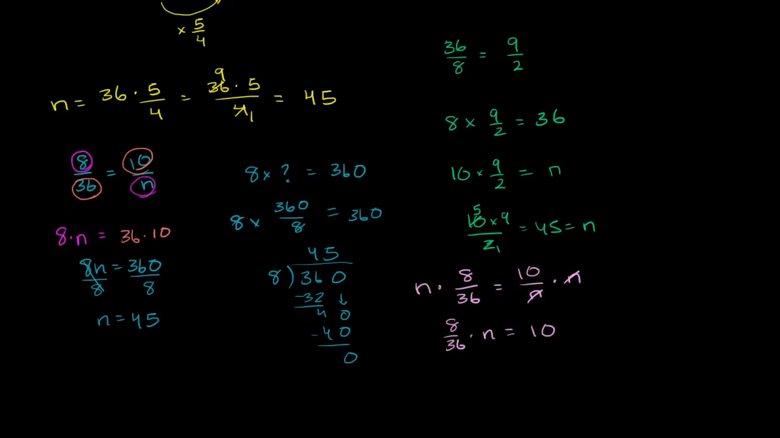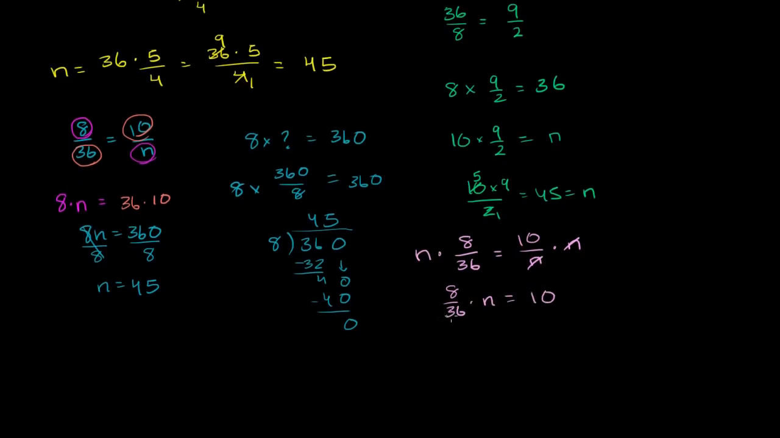Now, if we want to solve for n, we want just an n here, so we would multiply this side by 36 over 8. Because if you multiply these out, you get 1, and you just have an n. But since we're doing it to the left-hand side, we also have to do it to the right-hand side, so times 36 over 8. These cancel out, and we're left with n is equal to 10 times 36, which is 360, over 8.